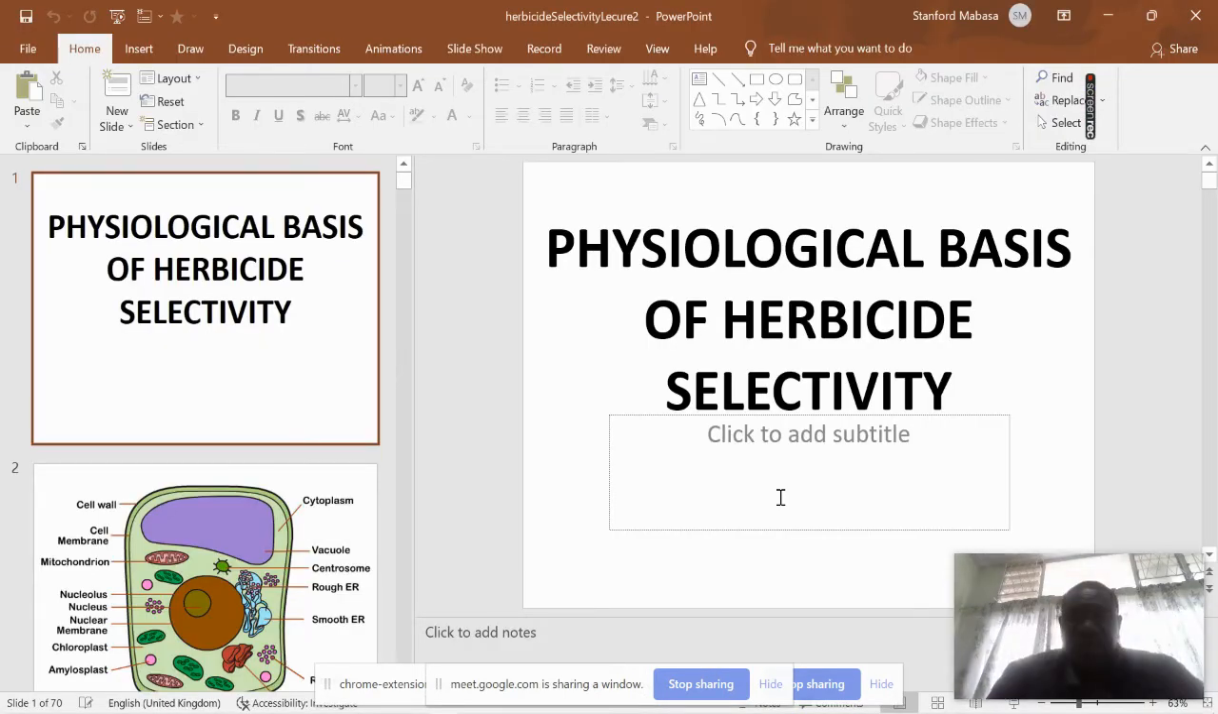Right, can you see the slide? Yes. Physiological basis of herbicide selectivity.